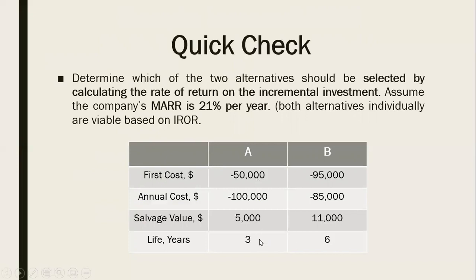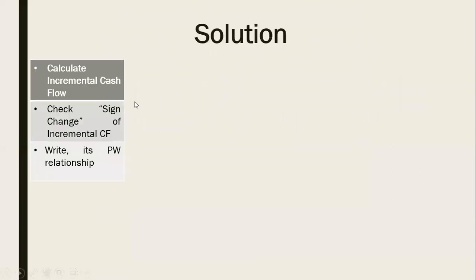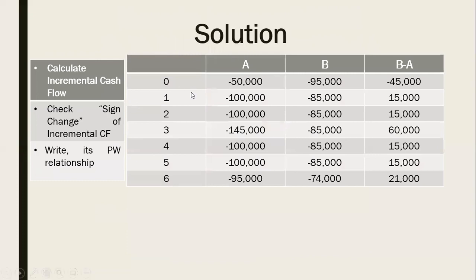It means at the end of third year, we have to repurchase the machine A or project A to satisfy the equal service life assumption. Let's go to the solution now. First, we have to calculate incremental cash flow. Second, we need to check sign change of incremental cash flow. And then third step will be to write its present worth relationship. So here we have cash flows and incremental cash flows.